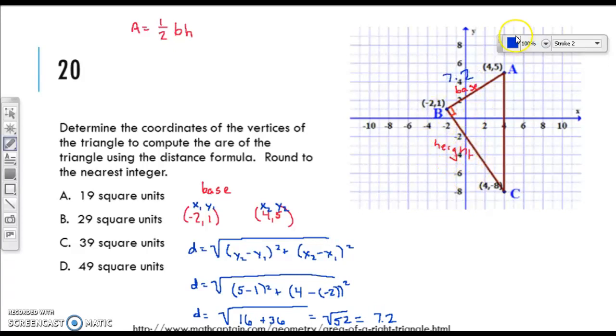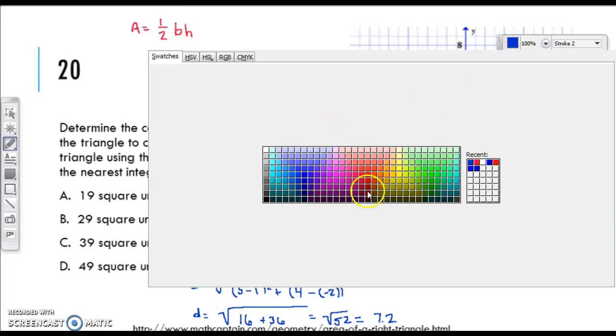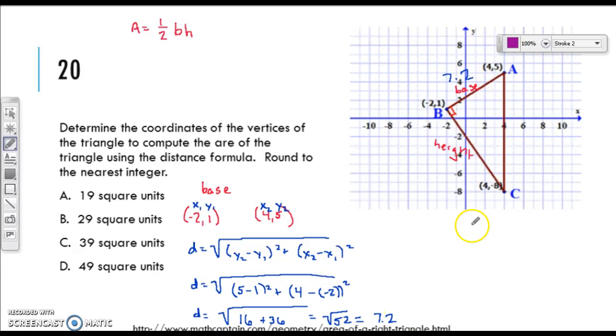So I still have to find the height, and guess what? I'm going to do it the same way. I told you there's a lot of steps here, but it's not hard. You can do this. So now I'm going to find the length of the height, and I've got the points (-2, 1) and (4, -8). Again, I'm just going to plug those into the distance formula. I'm not going to rewrite it because I'm running out of room here.